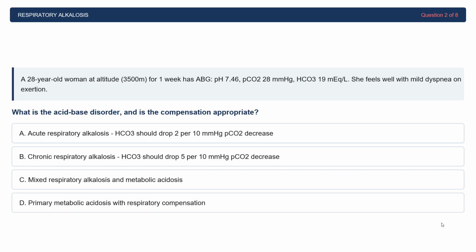Your options are A, acute respiratory alkalosis. Bicarbonate should drop 2 per 10 millimeters mercury for PCO2 decrease. Option B, chronic respiratory alkalosis. Bicarbonate should drop 5 per 10 millimeter drop in PCO2. Option C, mixed respiratory alkalosis and metabolic acidosis. Or option D, primary metabolic acidosis with respiratory compensation.